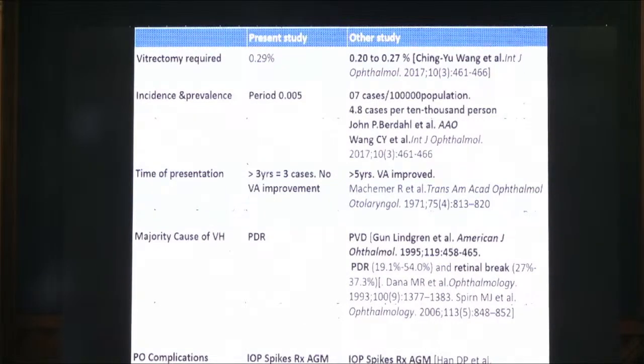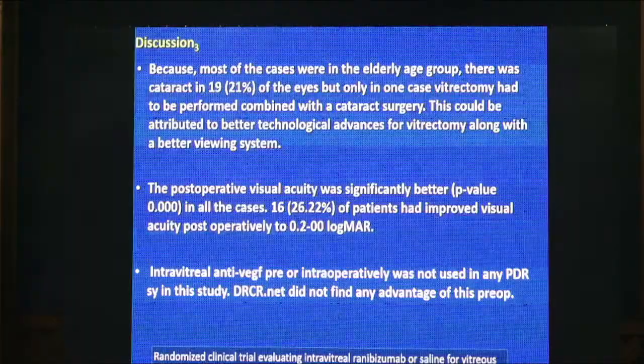I had found the period prevalence to be 0.005, and the majority of the causes of vitreous hemorrhage were PDR, but in the other study it was PVD. And the post-operative complication, as in the other study, is IOP spikes, where AGM was enough to treat those cases, but in my cases, one of the post-operative complications was revitrectomy for recurrent vitreous bleed.